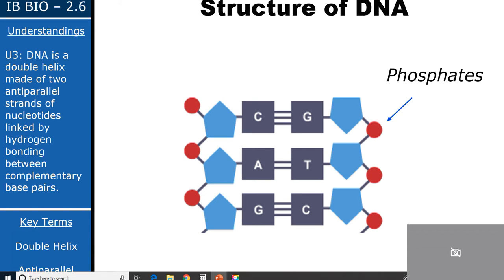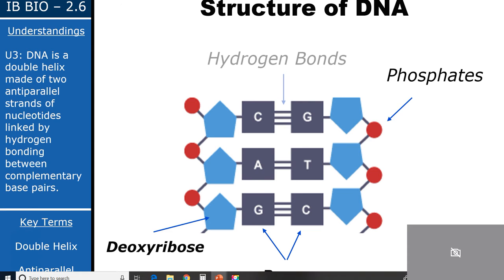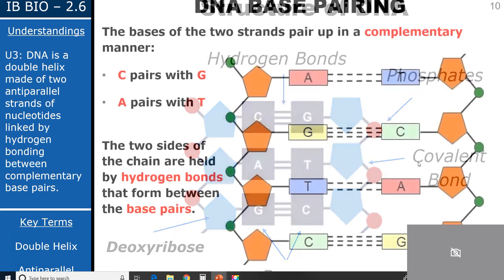Again, be able to identify where your phosphates are. If I'm asking you to draw DNA, I would like you to tell me which sugar it is. Don't just say the sugar. This is deoxyribose if we're in DNA. It's ribose if we're in RNA. And these are your bases here. Be able to identify those hydrogen bonds as well as the covalent bonds. Hydrogen bonds are what's in between here, holding these bases together. And the covalent bonds are what's really linking the sugars and phosphates together.